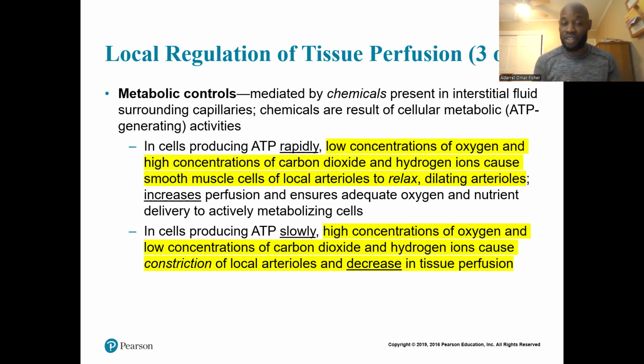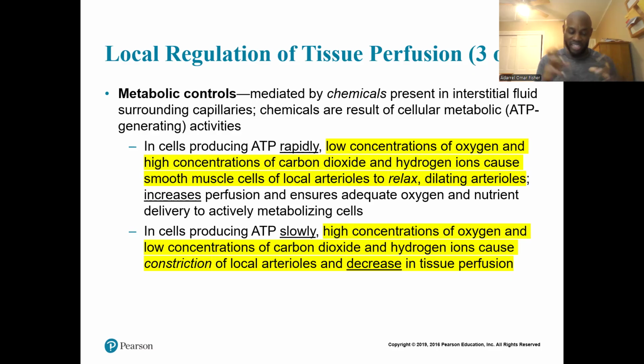Therefore, it needs more blood flow. If a cell is not generating a lot of ATP, it has a high concentration of oxygen because it's not using it up to generate ATP, then it doesn't need as much blood flow, right? So that's a metabolic control, right?